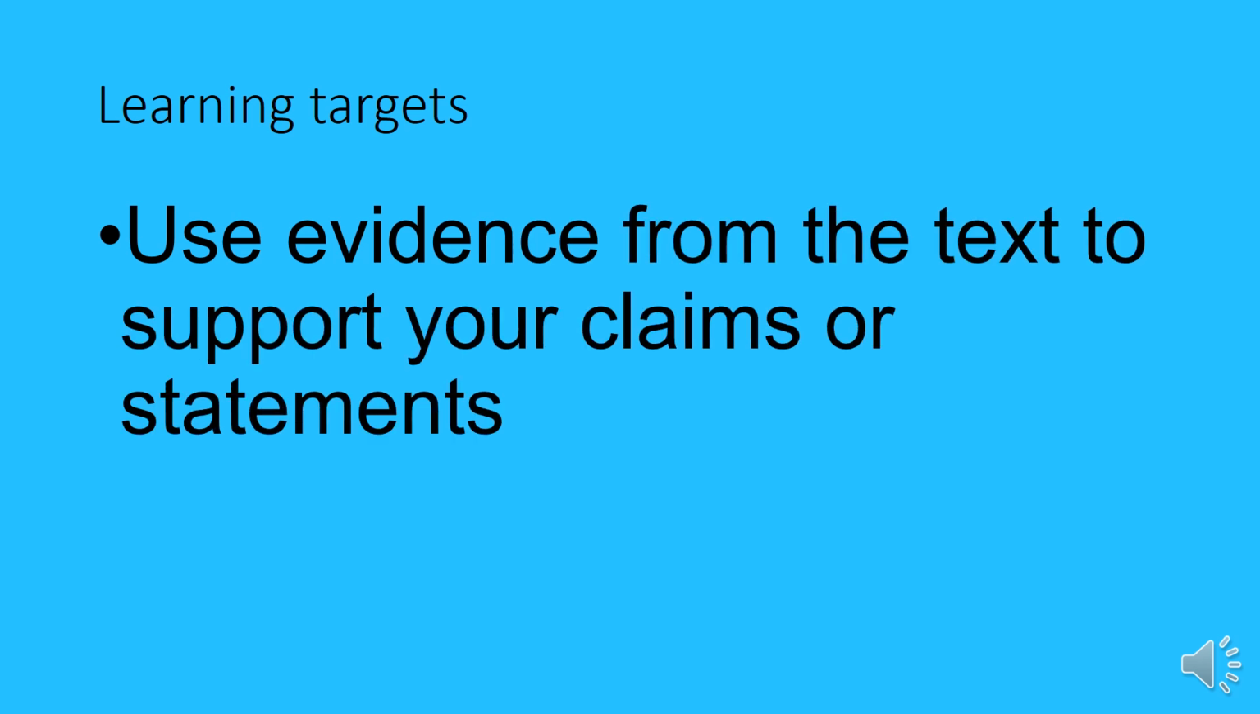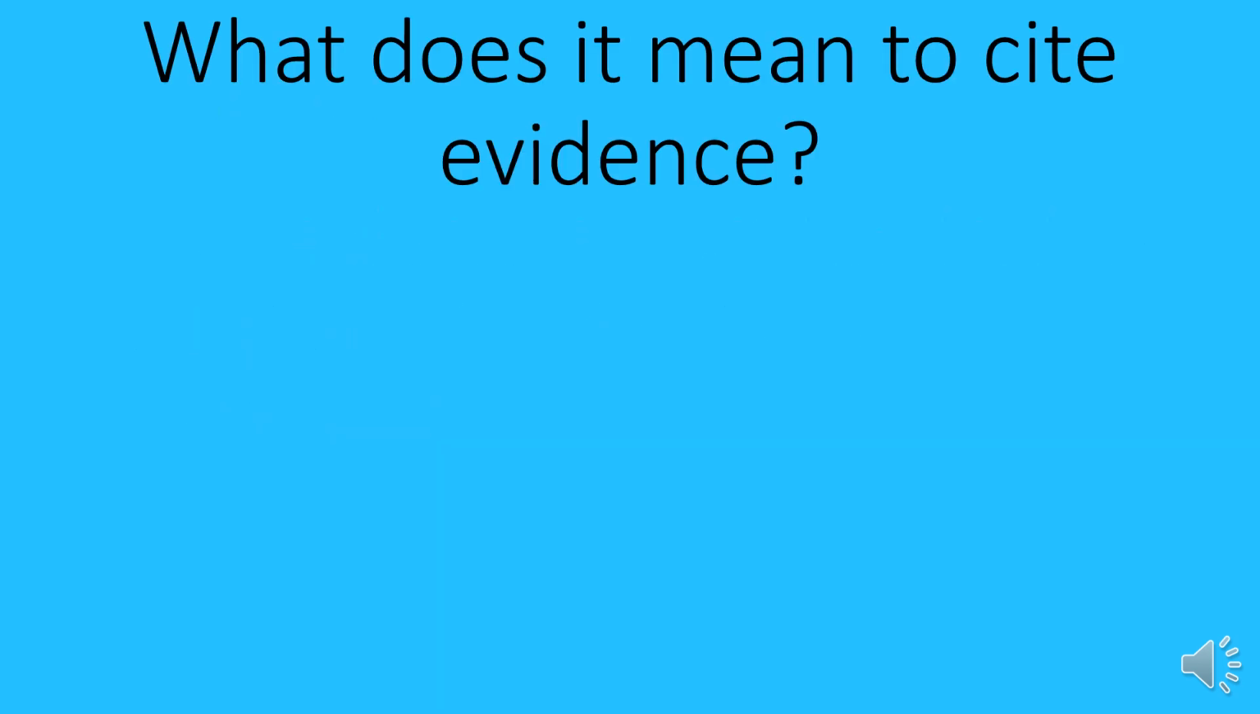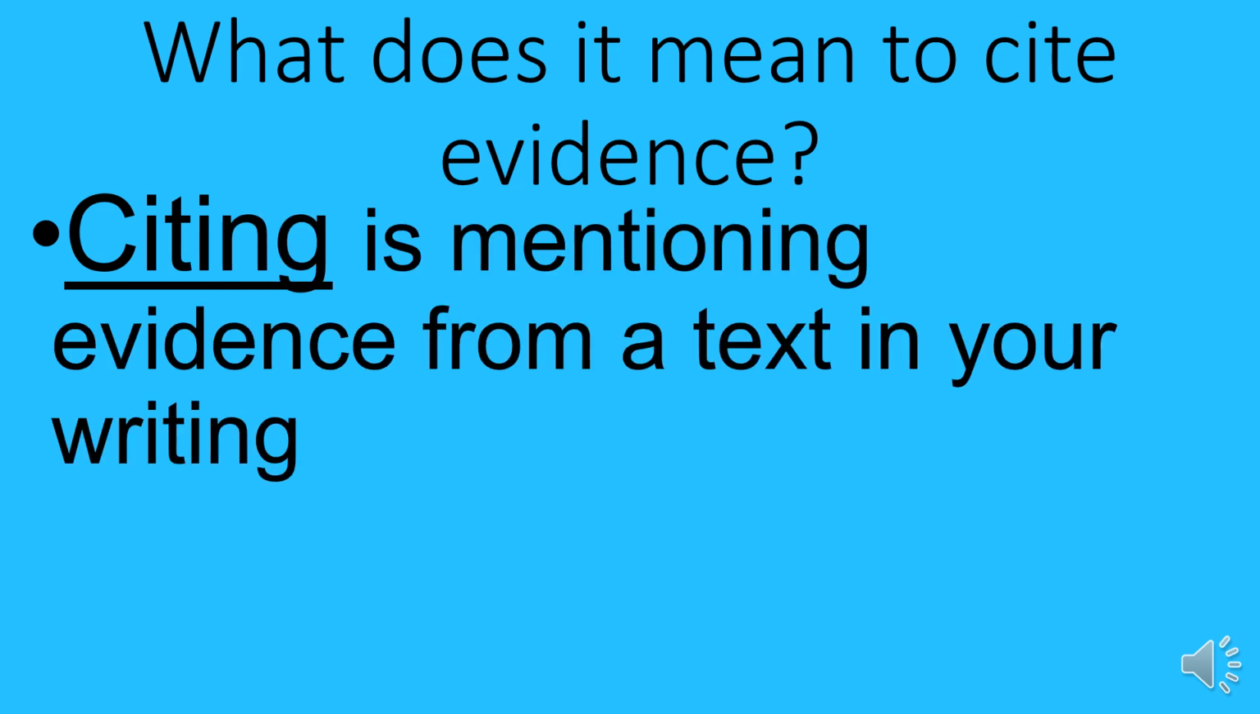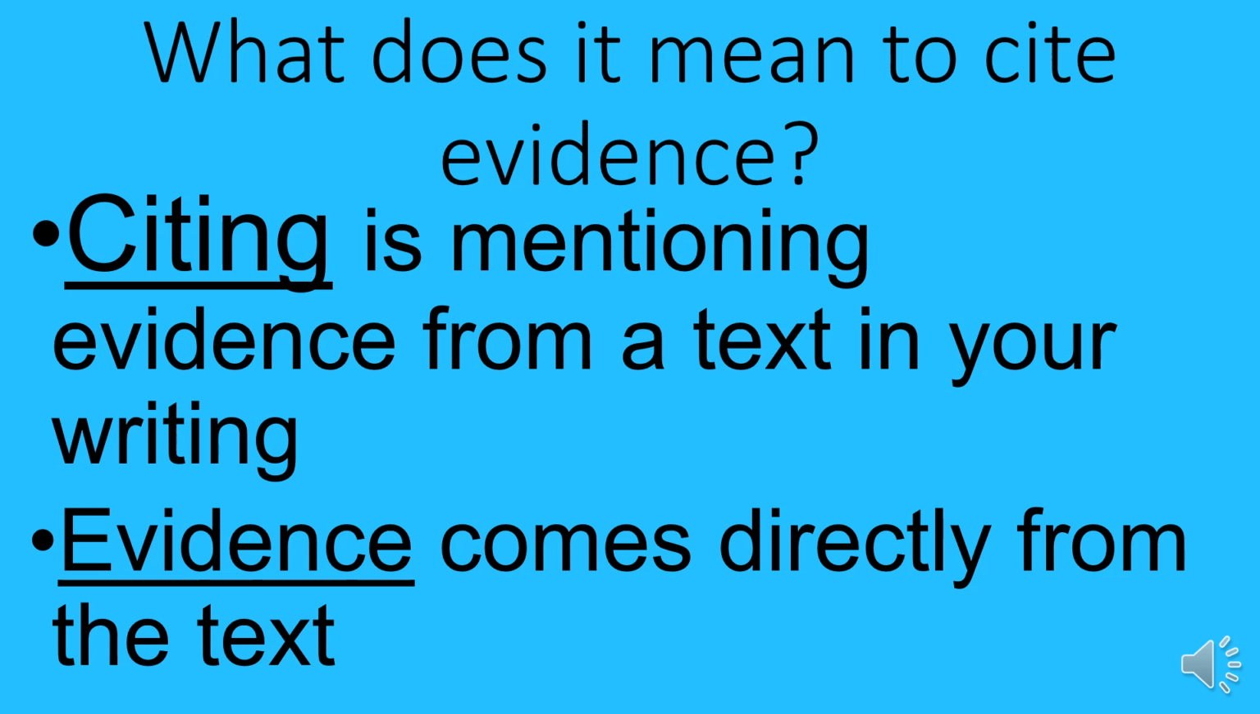So again, you might be asked a question after reading a text or an article, and you are going to need to support your claims or statements. So what does it mean to cite evidence? Well, when you cite something, you're pretty much just mentioning evidence from a text in your writing. So you are drawing that directly from the text. You're mentioning something that comes directly from the text in your writing.